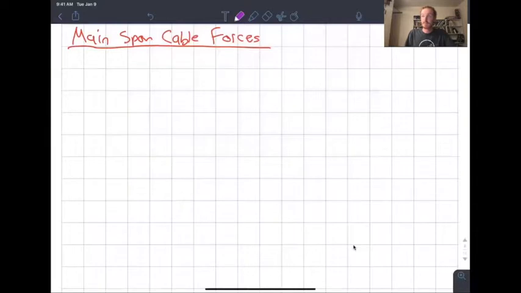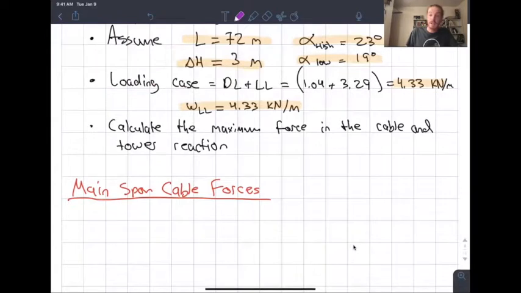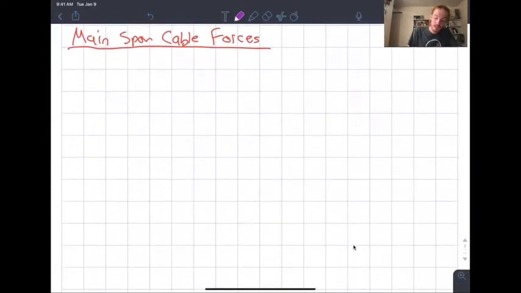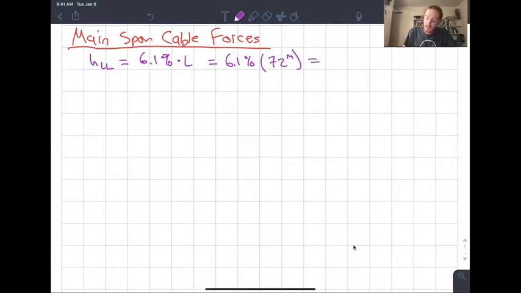Okay. So as I said before, we're in the live load case, so we need to be operating with live load sag. So HLL, if you remember, is equal to 6.1% of the span, right? So it's just 6.1% times 72 meters. If you punch that into your calculator, you should get 4.392 meters. Great.